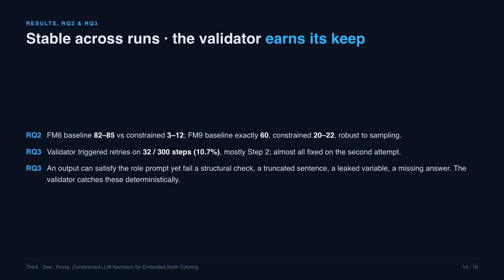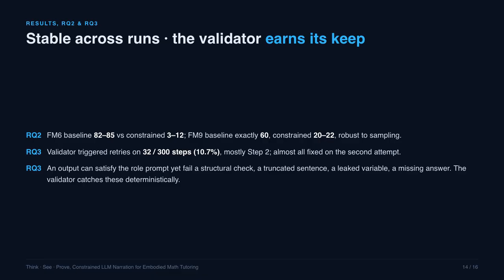On the validator, it genuinely earns its place as a deterministic safety layer. It triggered a retry on 32 of 300 steps, about 11%, and those retries were concentrated at the calculation step, where variable names and calculation shorthand tend to slip in. Steps 1 and 3 each triggered only a handful. Almost every retried step produced an accepted output on the second attempt, and no step needed more than one retry.